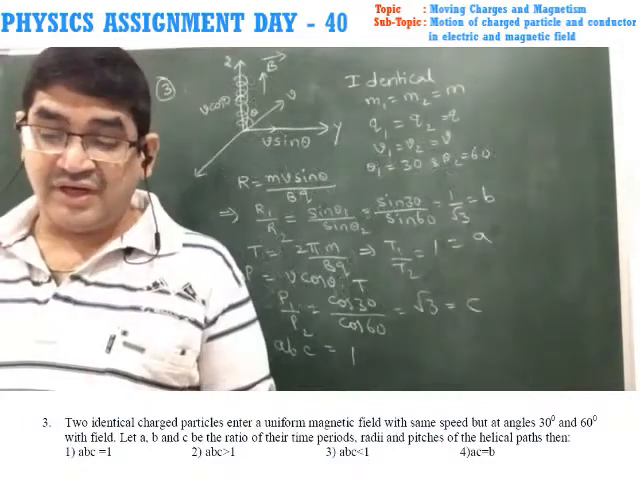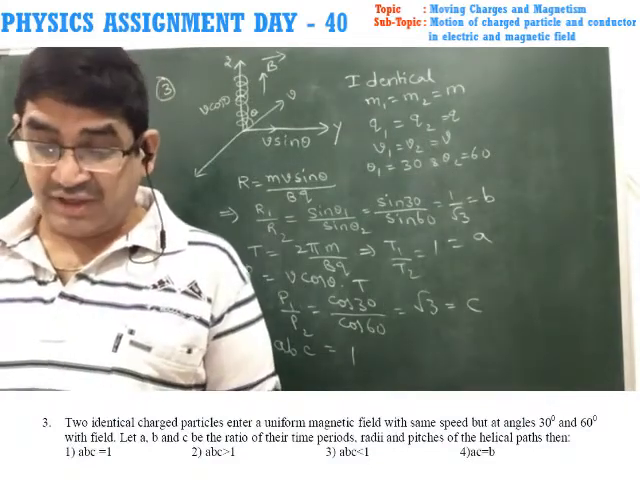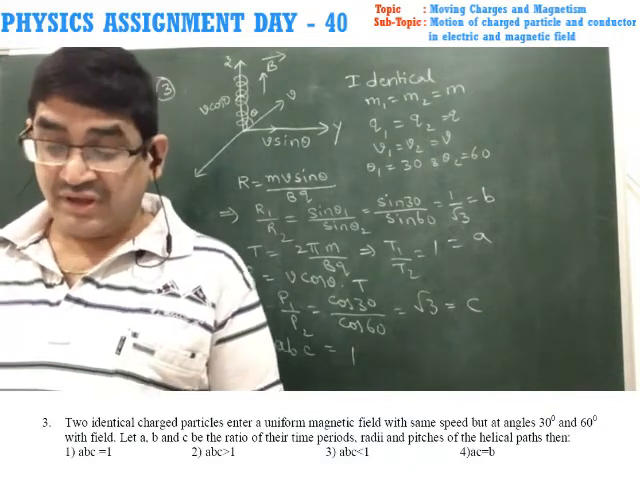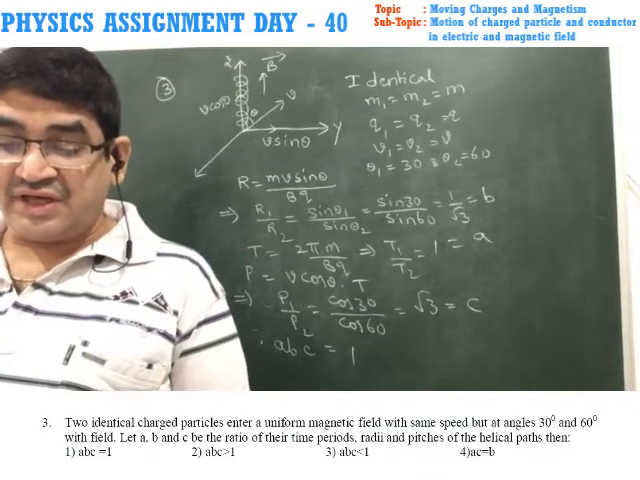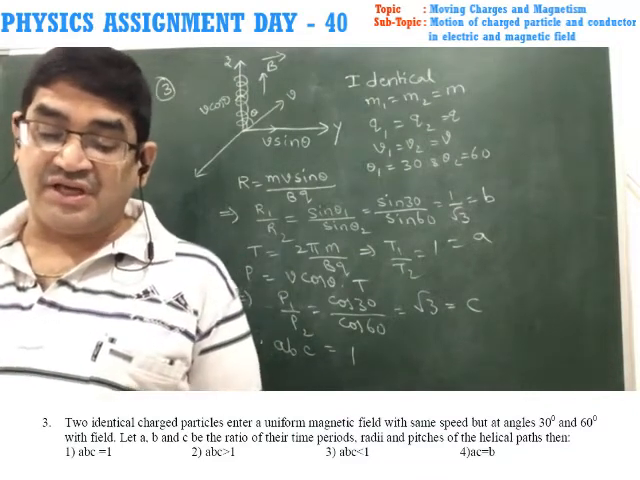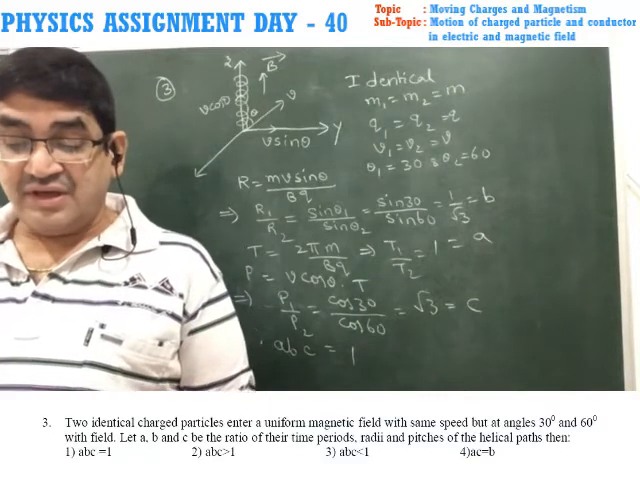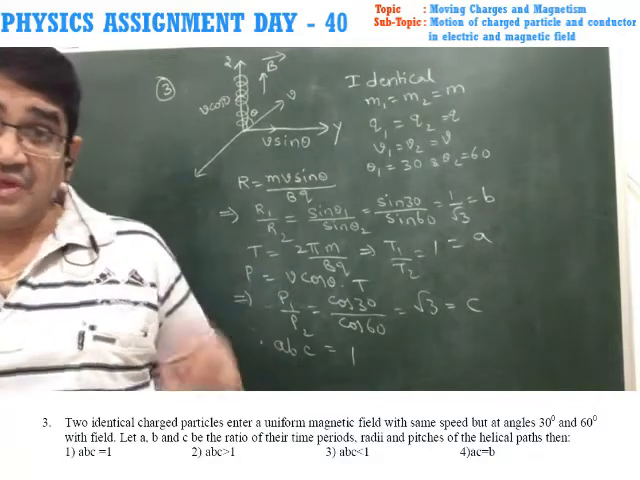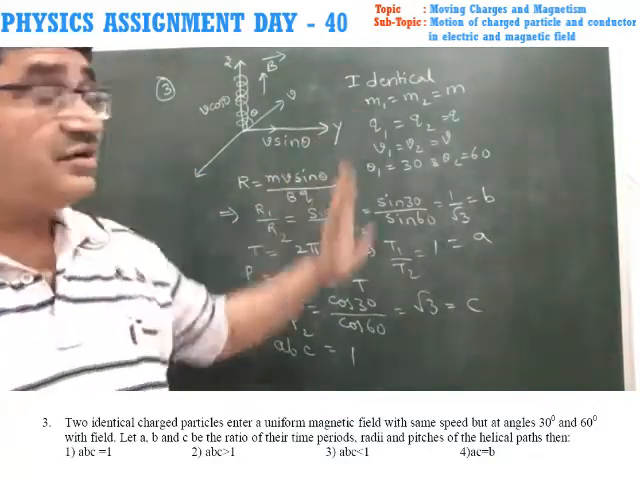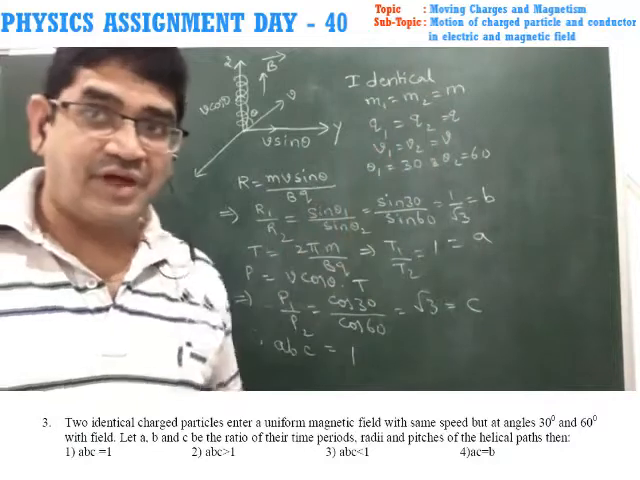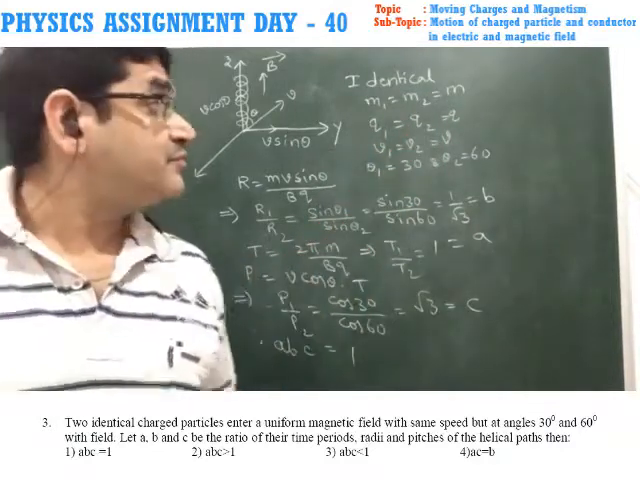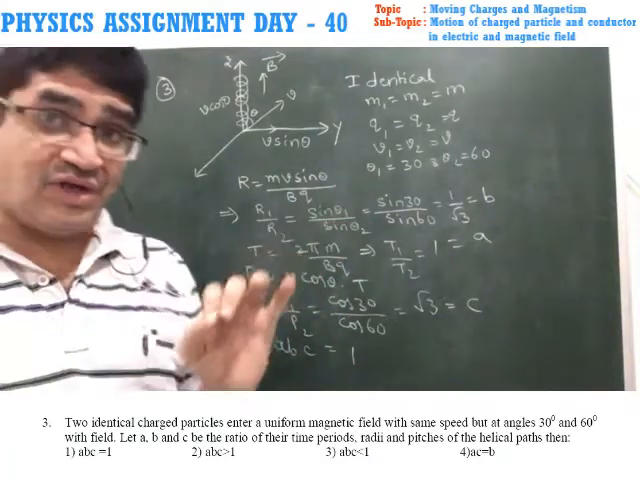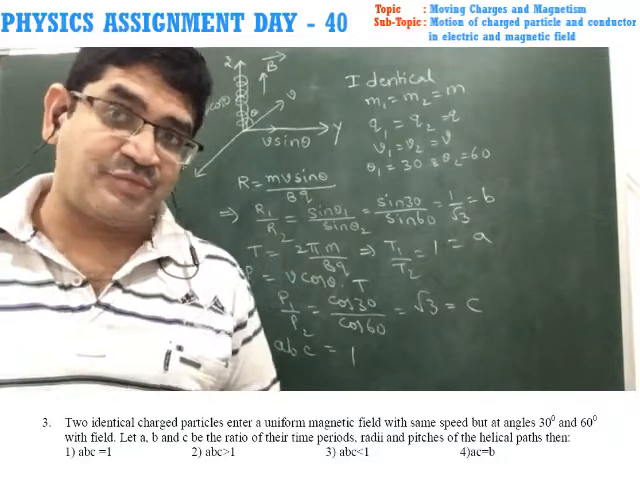In this question, two identical charged particles enter a uniform magnetic field with the same speed but at angles 30 degrees and 60 degrees with the field. Let A, B and C be the ratios of their time periods, radii and pitches of the helical paths. Then A, B, C equal to 1, greater than 1, less than 1, A and C equal to B, he is asking. Since the particles are identical, m1 equal to m2 equal to m, q1 equal to q2 equal to q, so v1 equal to v2 equal to v. As a result, only theta changes, 30 degrees and 60 degrees for the two particles.